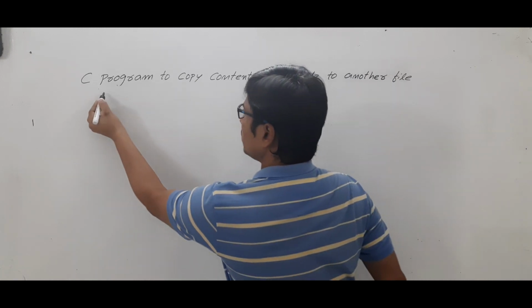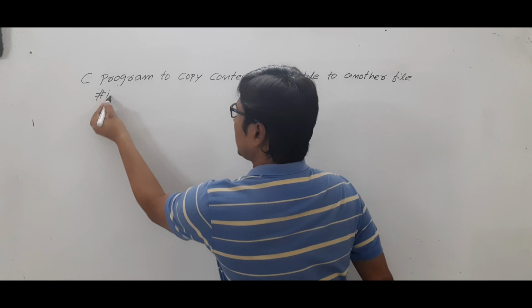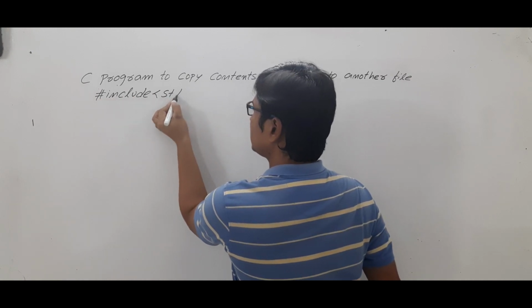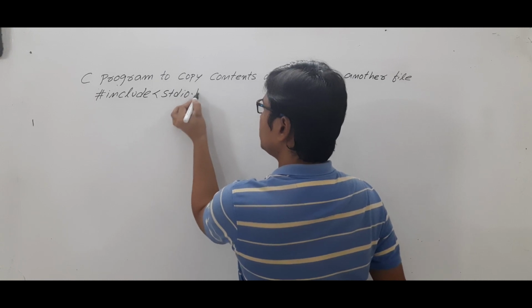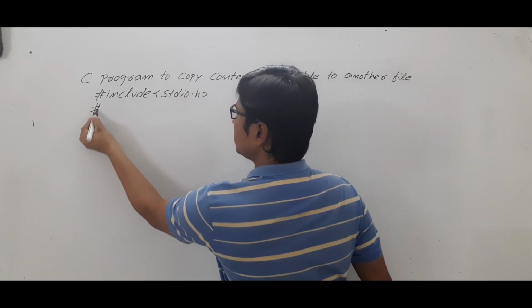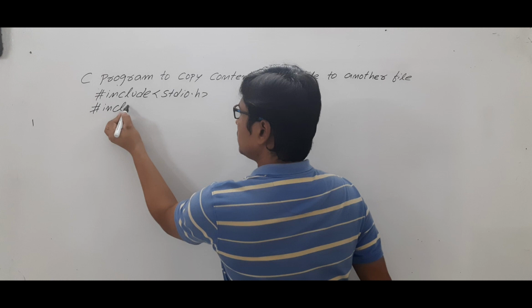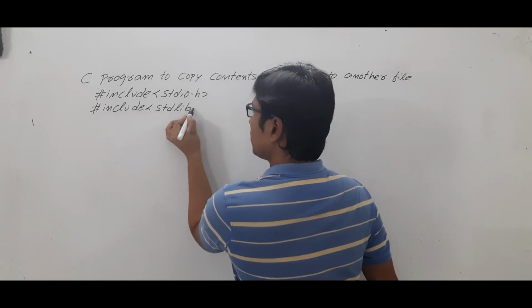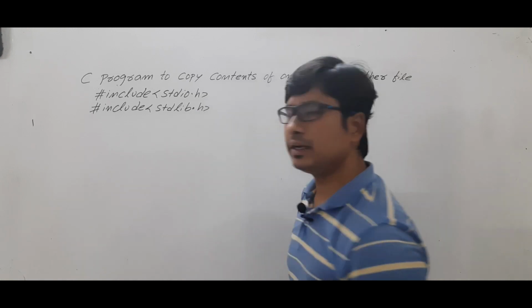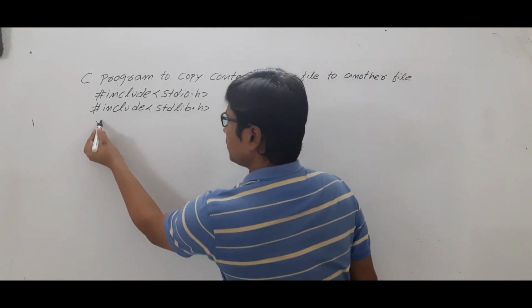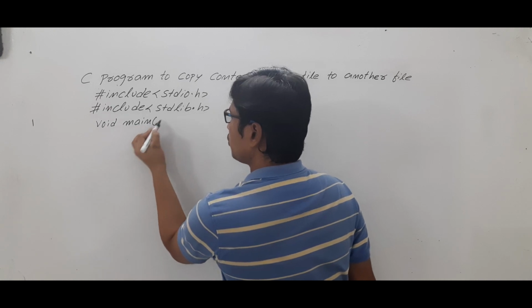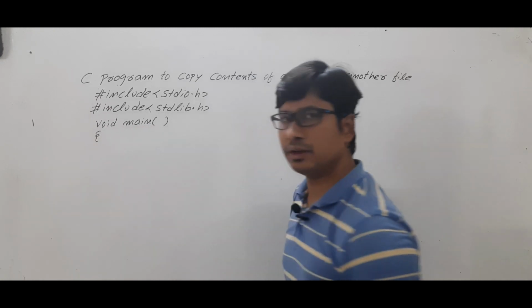So we need to include the header files basically first. So I am including the two header files called stdio.h and stdlib.h. Okay, then I need to open the function called main with return type void. So this function will not return any value.